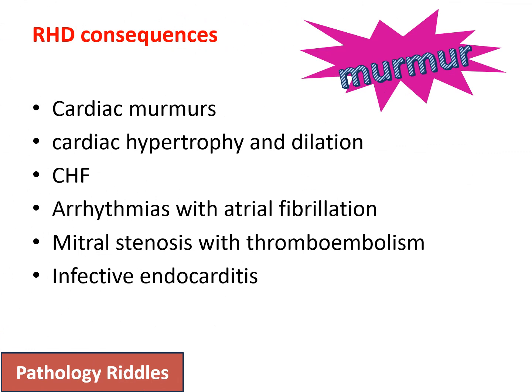Coming to rheumatic heart disease consequences, the first consequence is cardiac murmur. The normal heart sounds are lub and dub. Once the valve becomes stenosed or floppy, the blood passing through such valves will make an extra sound that is called a cardiac murmur. And depending on how the valve is, the murmurs will come at different times.